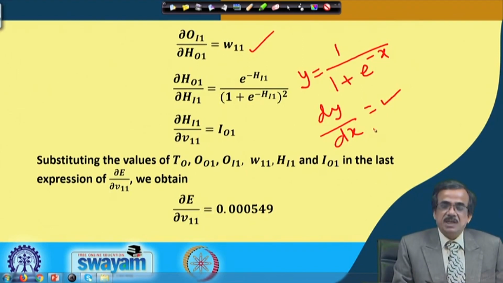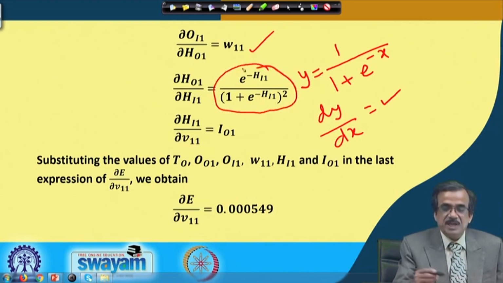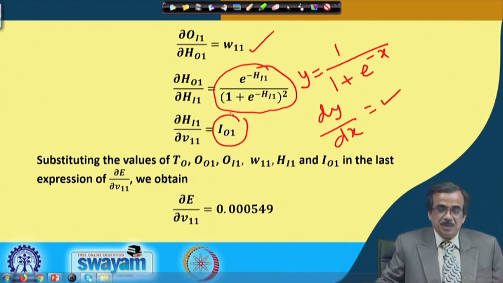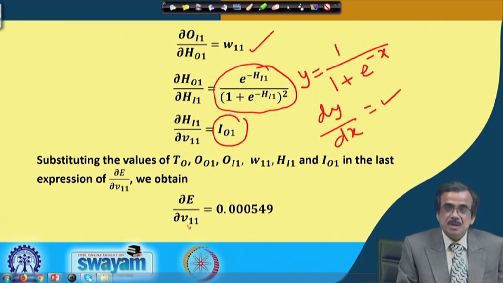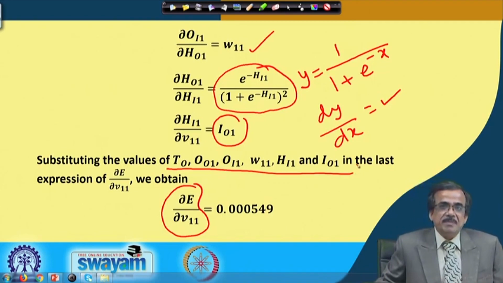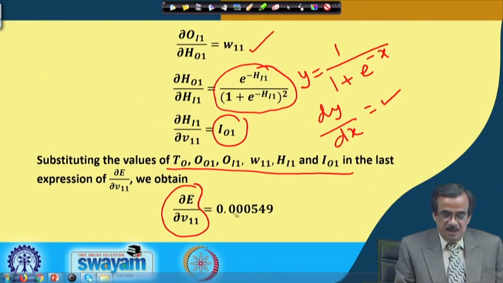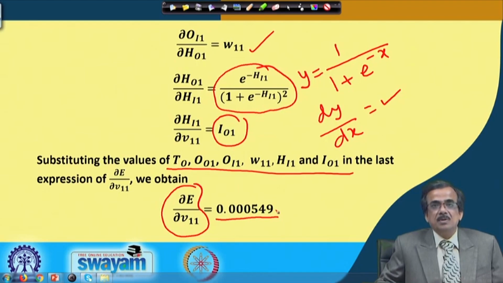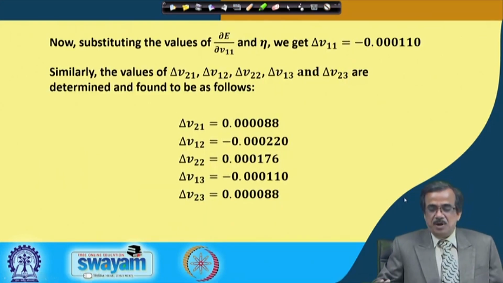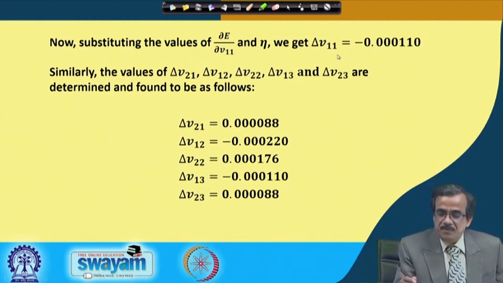Once you have got this derivative, with a little bit of simplification you will get the expression. And the partial derivative of HI1 with respect to V11 is nothing but II1. Once you have all the expressions, you can put them together and write down the expression for the partial derivative of E with respect to V11. If you put in all the numerical values, you will get the partial derivative of E with respect to V11 as 0.00549, and very easily you can find out delta V11.